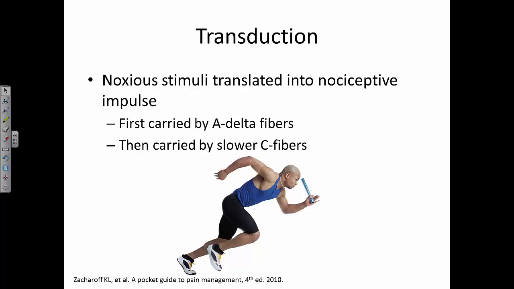Transduction is when the noxious stimuli is translated into a nociceptive impulse. It's first carried by those A delta fibers, which are fast fibers, and then carried by slow C fibers. So I think this marathon runner looks like he's probably more of the A delta fiber type. He looks pretty fast to me.